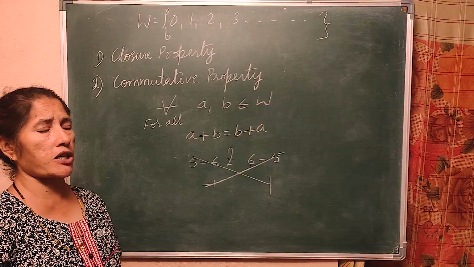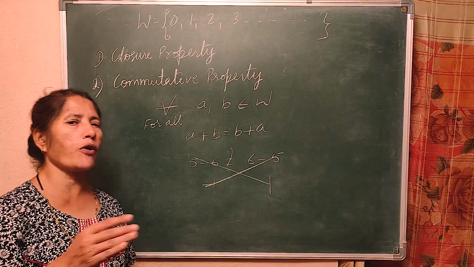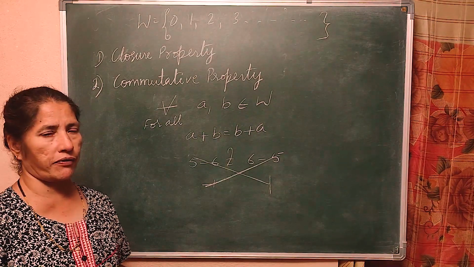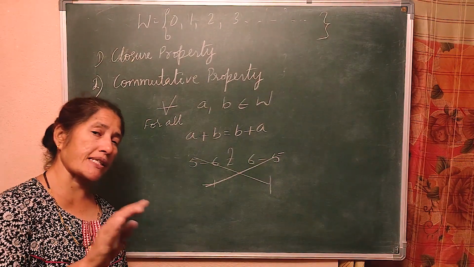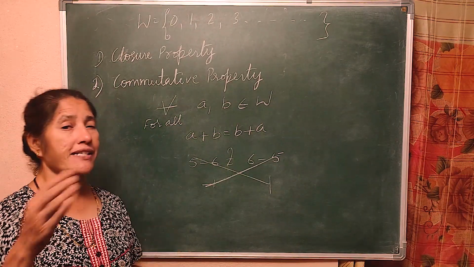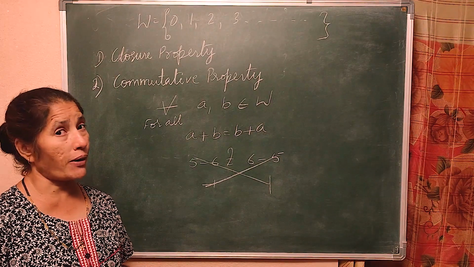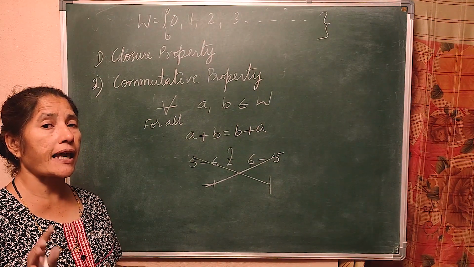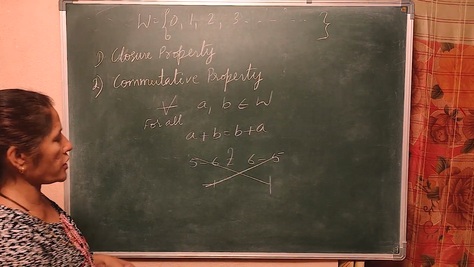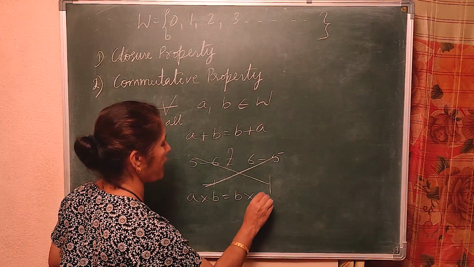What about multiplication? 3 2s are 6, 2 3s are 6. 5 4s are 20, 4 5s are 20. 12 13s are 156, 13 12s are 156. Understand? 6 7s are 42, 7 6s are 42. 8 9s are 72, 9 8s are 72. 11 12s are 132, 12 11s are 132. You understand? All these are examples of the commutative property with respect to multiplication. So I can write A into B is equal to B into A.